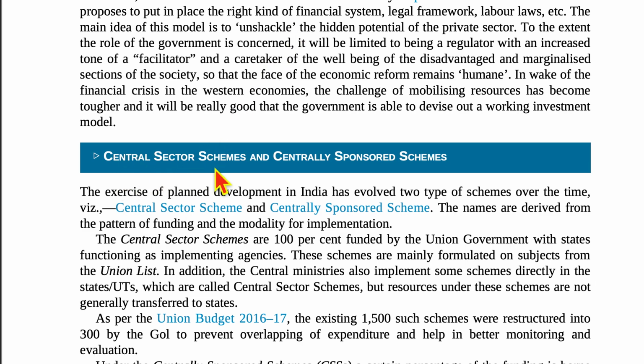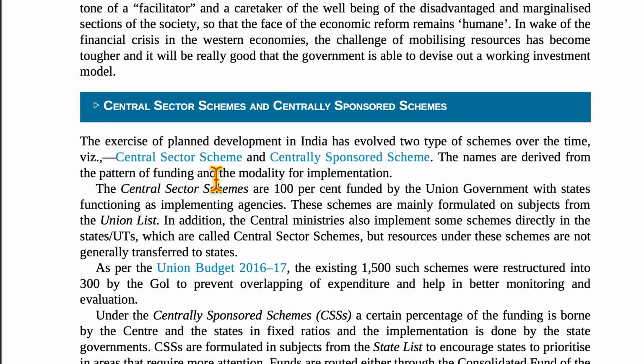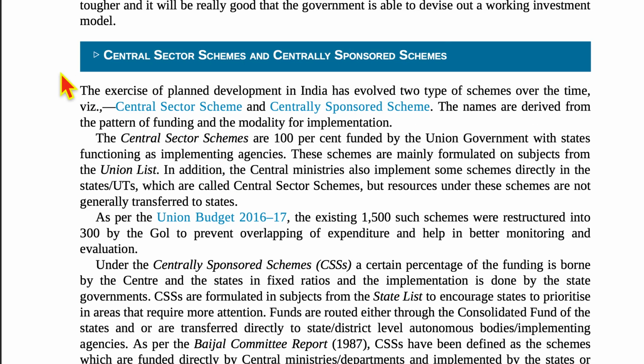We'll be starting with the central sector scheme and centrally sponsored schemes. Now, the exercise of plan development in India has evolved in two schemes over time: the central sector scheme and centrally sponsored scheme. The differences are derived from the pattern of funding and modality of implementation.